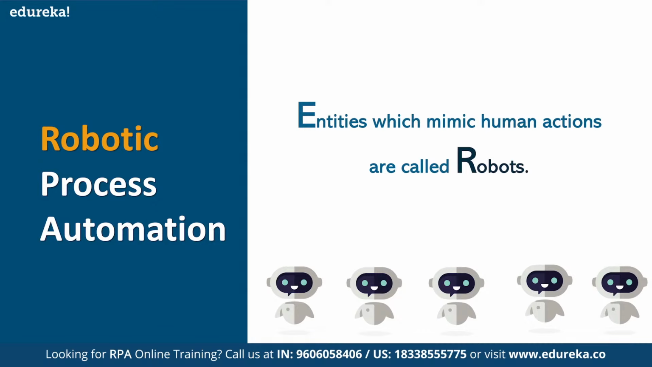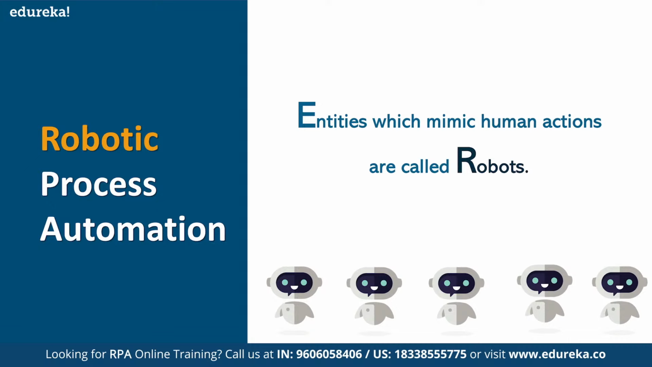So what is robotic? Who is the robot? The entity which mimics human action is called a robot. The entity is referred to here as software. As we are automating things in the software industry, a robot is a software.